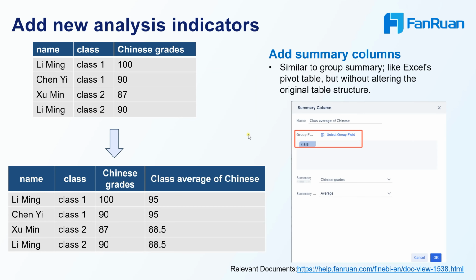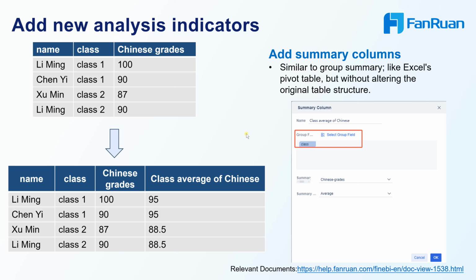The second method is to add a summary column. This is similar to grouping and summarizing or creating pivot tables in Excel. However, the difference is that it does not disrupt the original table structure. For example, if we calculate the average Chinese score for each class, our grouping field would be the class, and the summary field would be the Chinese score. We choose the average as the summary method. You will notice that the result shows an average score of 95 for each row corresponding to the class.